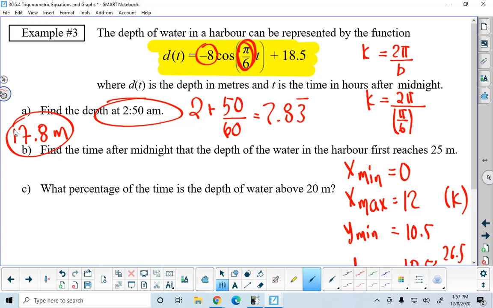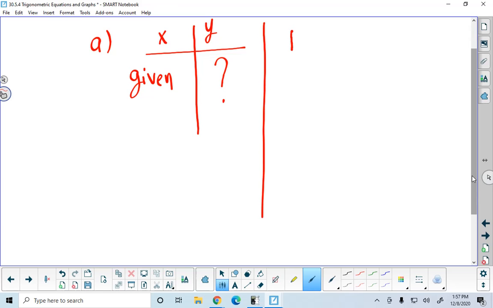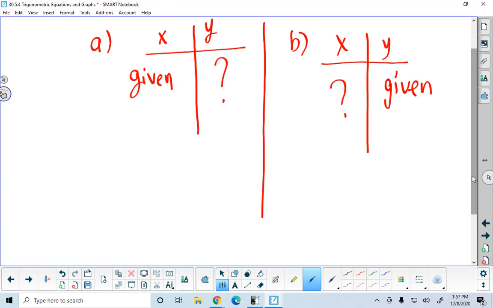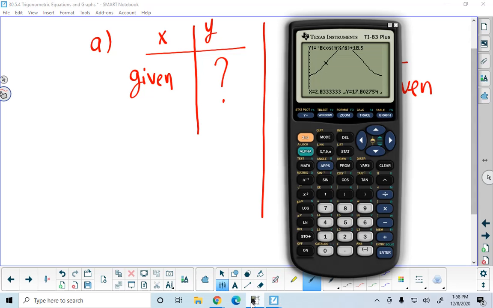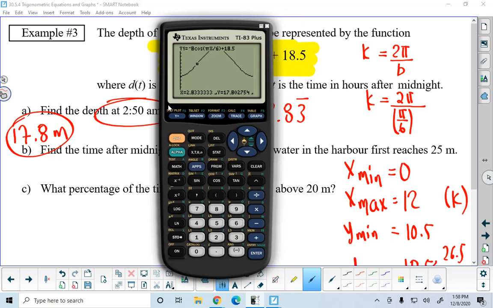All right, now B is different than A. Obviously, it's a different question. But in B, you are given a y and asked to find the x. And unfortunately, there's no way for you, on your TI calculator, to put in a y and get it to spit out an x. What we do instead is we plot a second y. When is the depth at 25 meters? Well, let's plot 25 meters and find out when that happens.